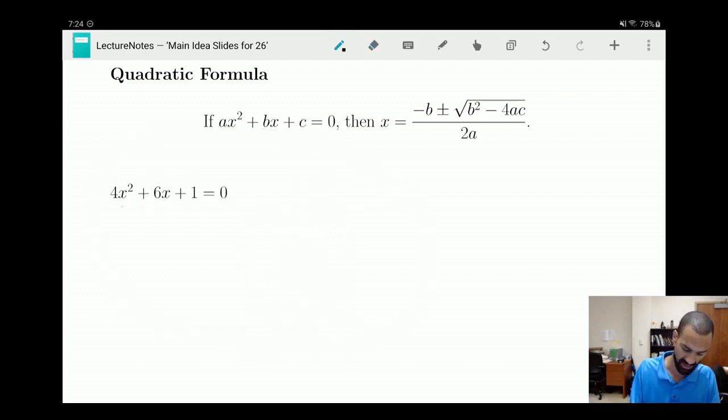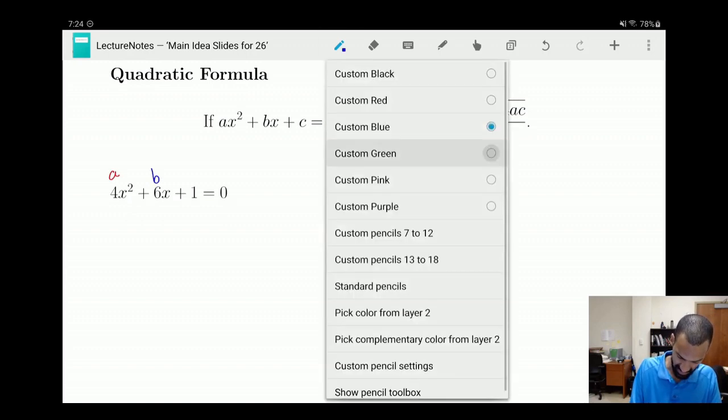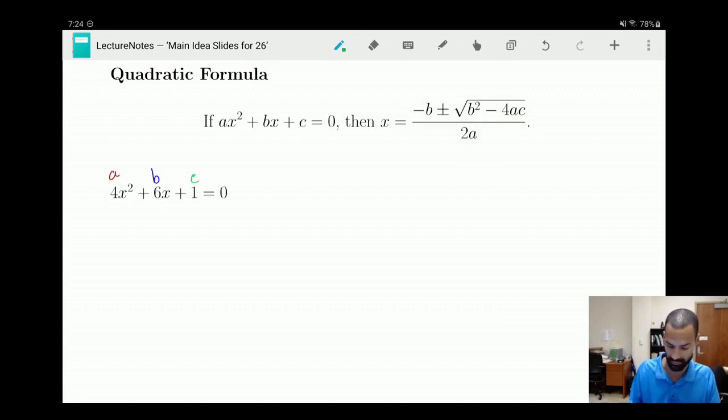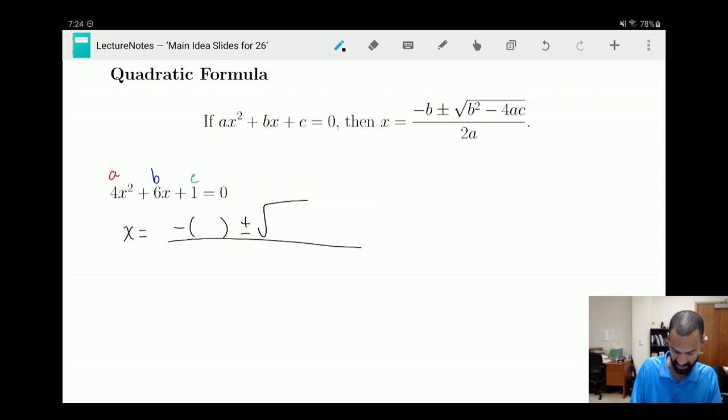Notice it's in standard form, ax squared plus bx plus c equals 0, which means that a is 4, b is 6, and c is 1. Those are the numbers I need to plug into the formula. x equals negative b, I'm going to leave it blank, plus or minus the square root of b squared minus 4 times a times c, all over 2 times a.